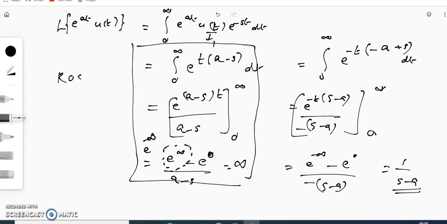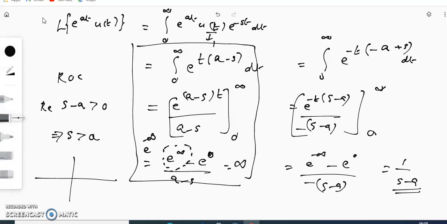Now how do you find the ROC? Take the denominator; the real part of the denominator, that is s minus a, should be greater than 0, which implies that the real part of s is greater than a. Take this negative a to the right hand side; when it reaches there, it will become positive a. So s greater than a means there is some value called a in the real part, and when s is greater than a, your Laplace transform will converge. So this is the ROC.